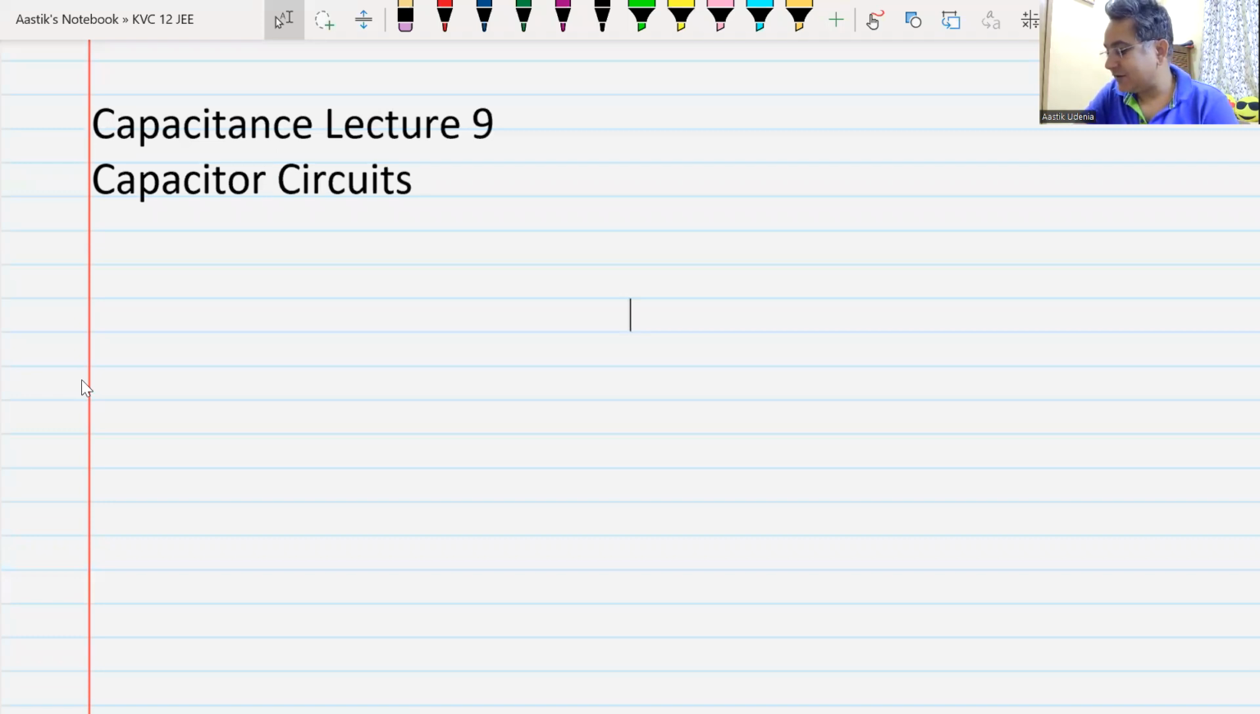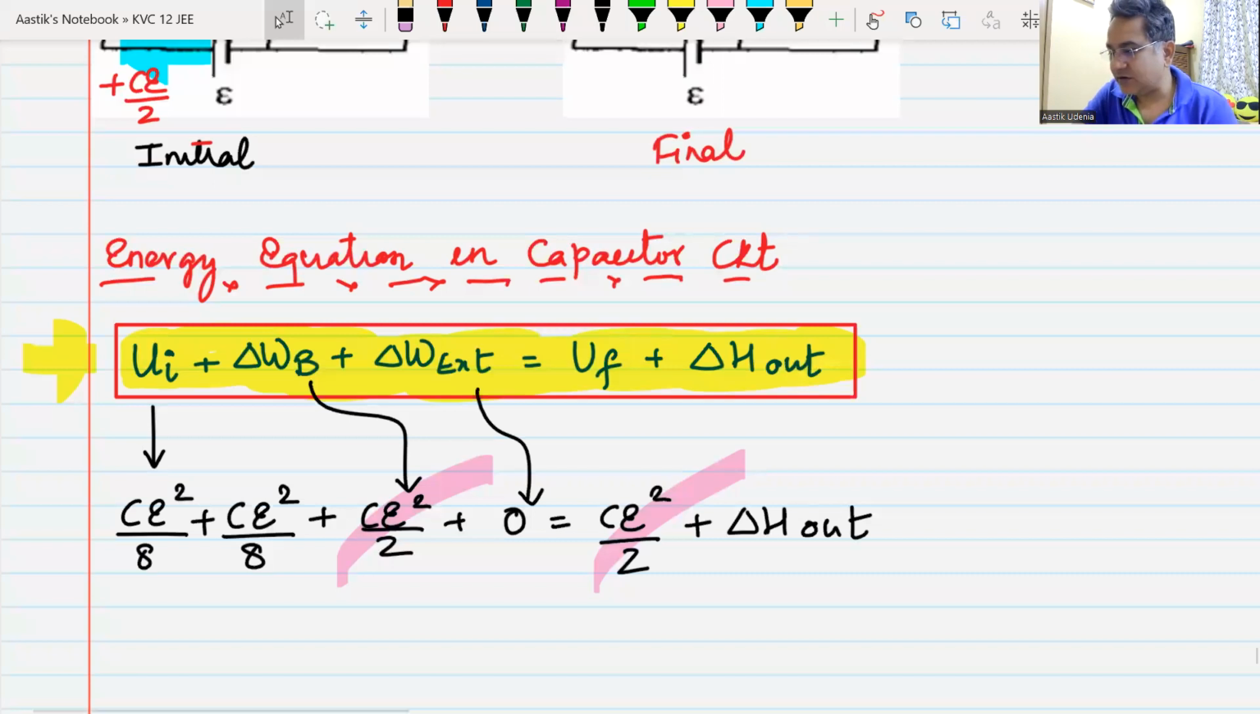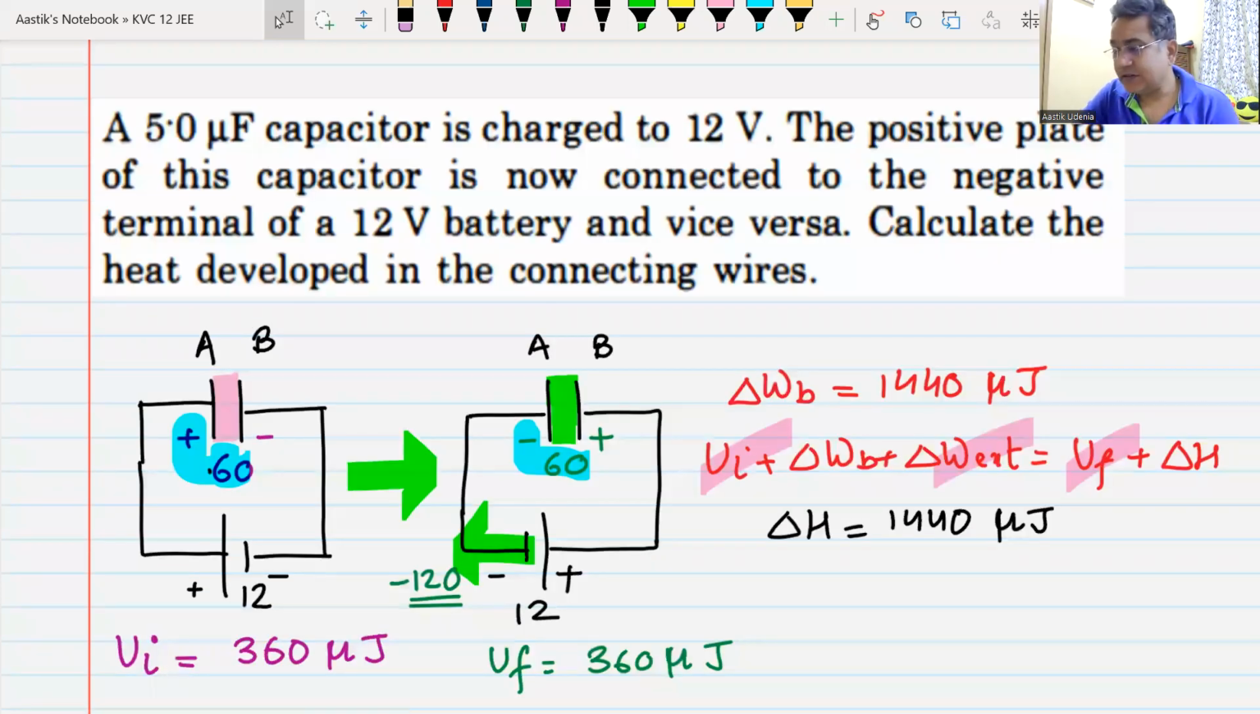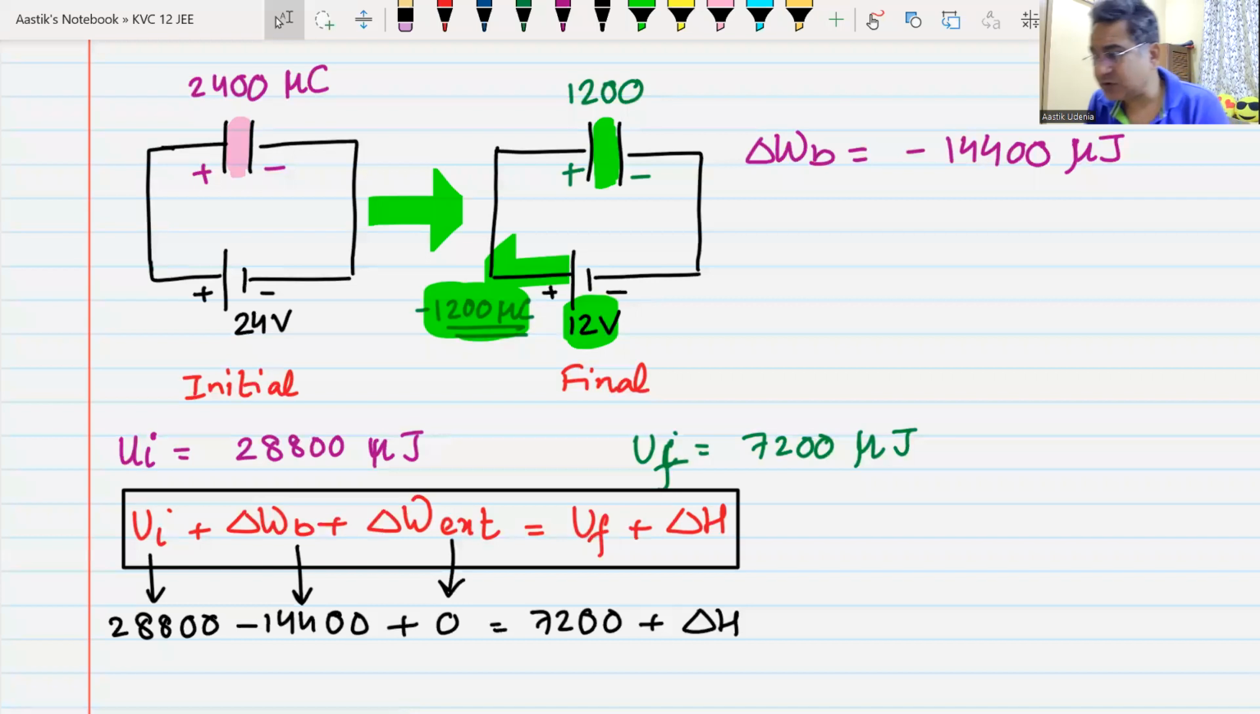So we had seen that energy equation in a capacitor circuit, and we had solved some problems based on that circuit. We had found out the work done by the battery and the energy given out in the form of heat when connections are changed. Up till now, apart from this case and the previous one, the capacitor was initially uncharged. Only in these two cases, the capacitor was initially charged and then we connected it to a different battery.